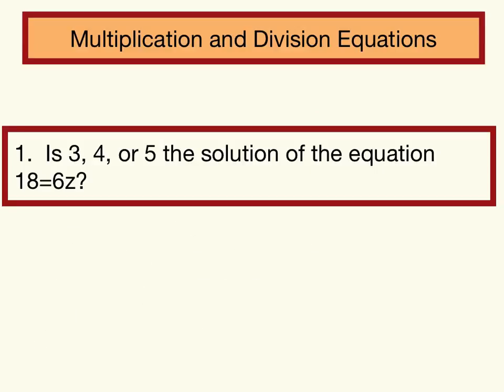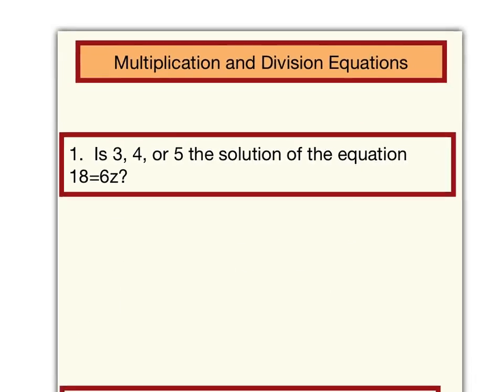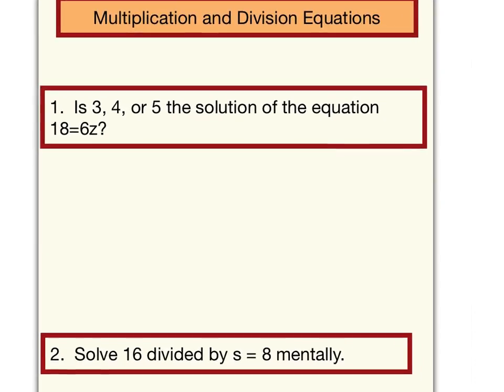Okay, now we need to talk about multiplication and division equations. These are not any harder, trust me. So let's look at one where we're given some choices. Is 3, 4, or 5 the solution of the equation 18 equals 6z? Please remember that 6z is a multiplication problem. Anytime you have a number squished up next to a variable, that means times.